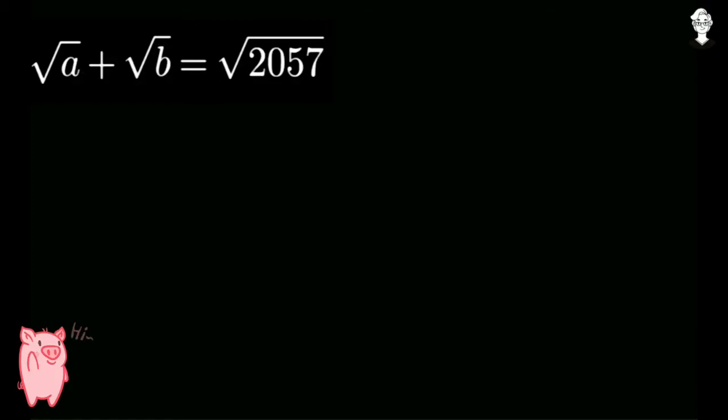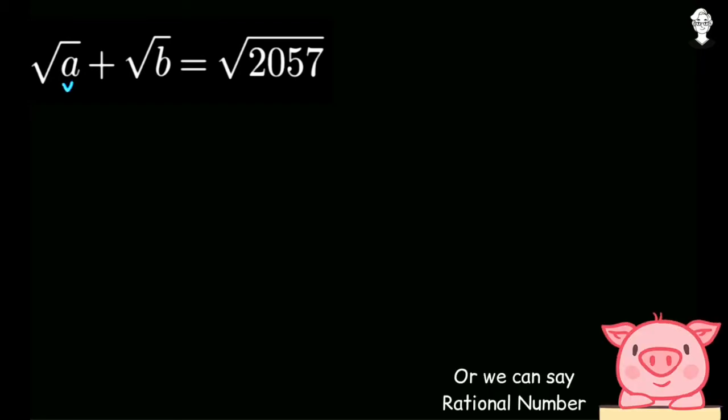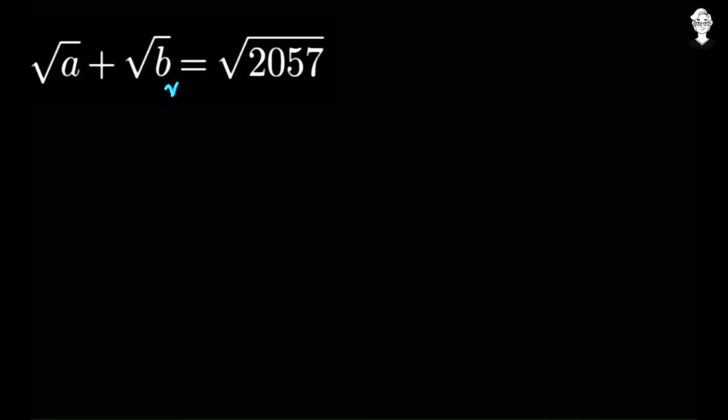So today we have one of my favorite questions. The question says that if square root of a plus square root of b is equal to square root of 2057, what can be the possible values of a and b? Here a is an integer, b is an integer, and 2057 is an integer. So let us see that.